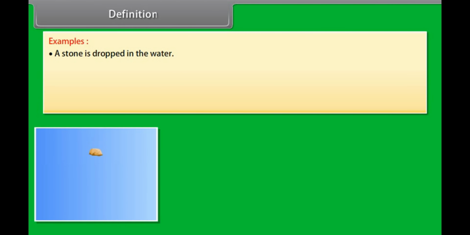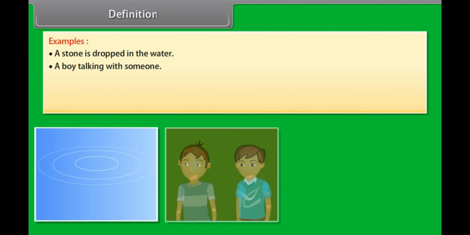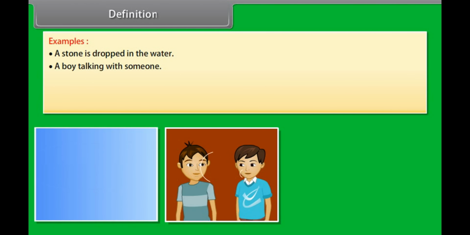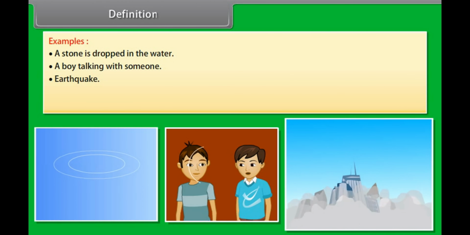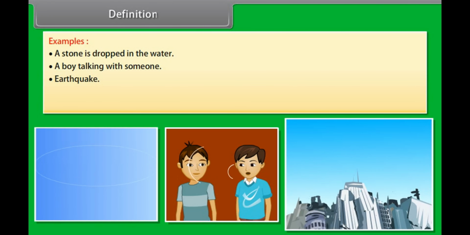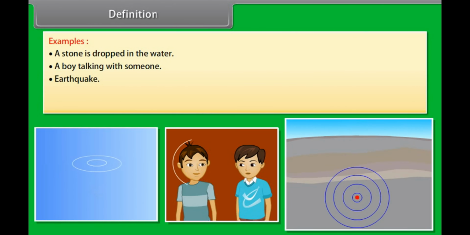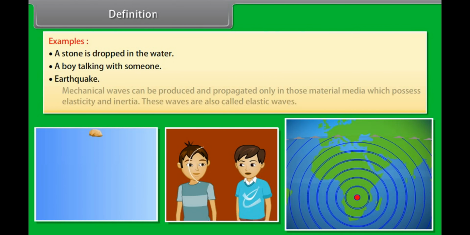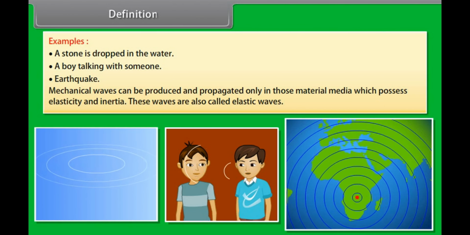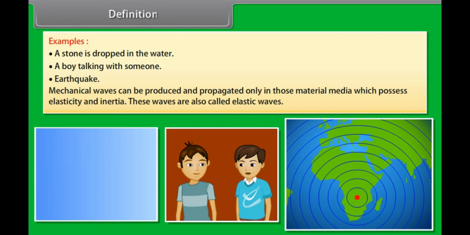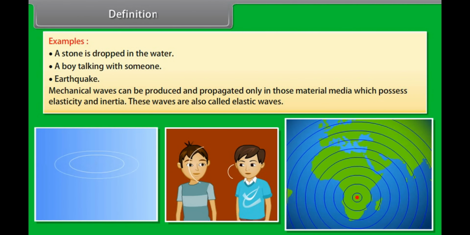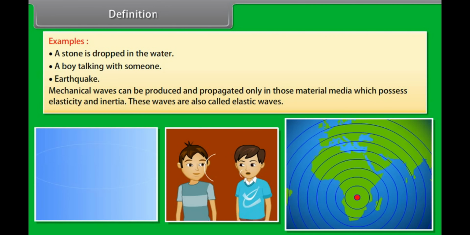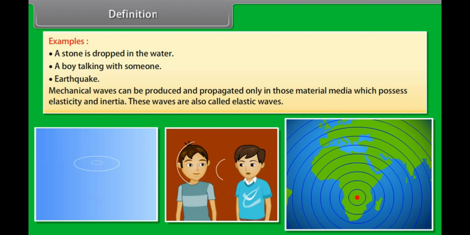A stone is dropped in the water, a boy talking with someone, and earthquakes are some examples of wave motion. In this chapter, we shall study about mechanical wave motion. Mechanical waves can be produced and propagated only in those material media which possess elasticity and inertia. These waves are also called elastic waves.